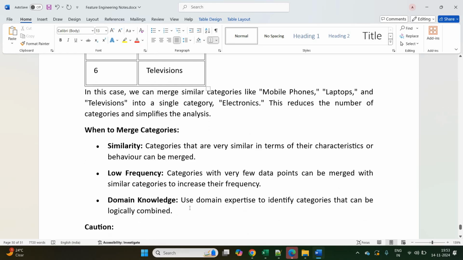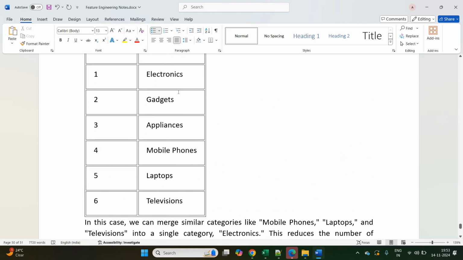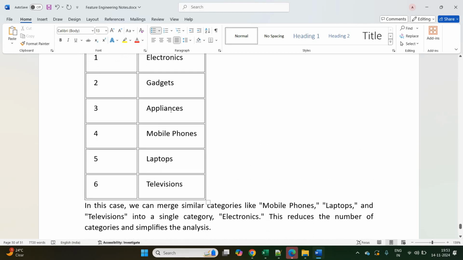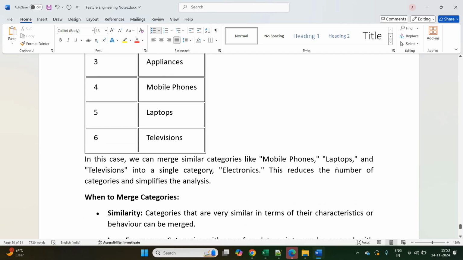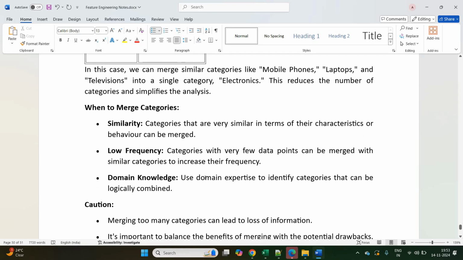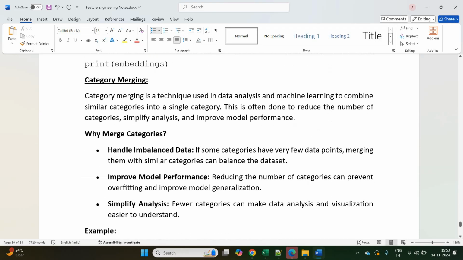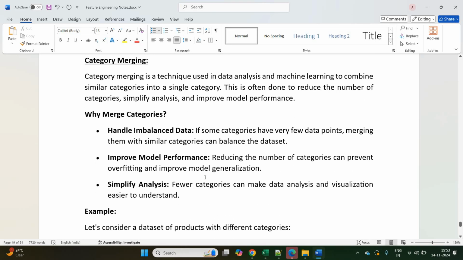So the last one is domain knowledge, right? This is the most important thing, domain expertise. You can use your domain expertise, your domain knowledge, to identify which categories can be combined together. Just like here, we have the domain understanding of the electronic items. That is why we were able to combine mobile phones, laptops, and televisions into a single category, right? So these are the different conditions which are useful while you are considering category merging.